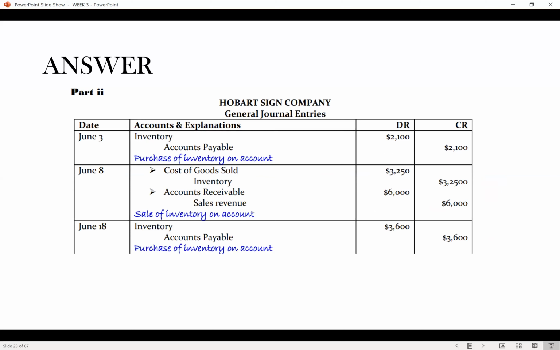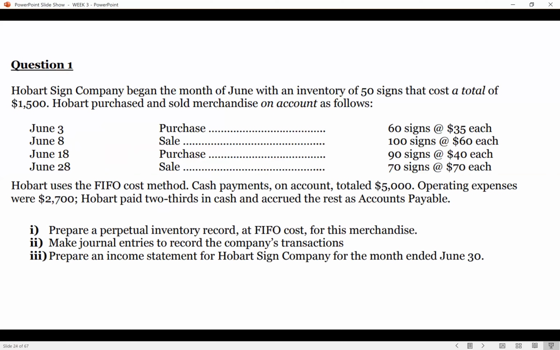Let's look at the journal entry for this transaction. This is a purchase of inventory, and like June 3rd, it's going to be the same thing. It's going to be a debit to inventory and a credit to accounts payable, and our narration is a purchase of inventory on account.